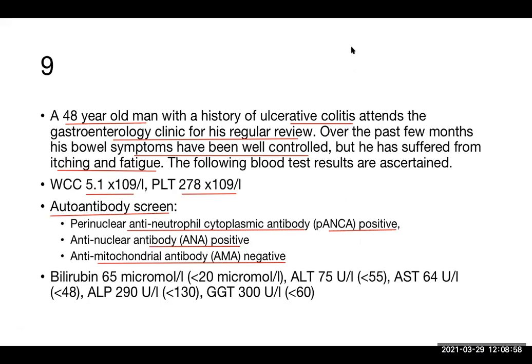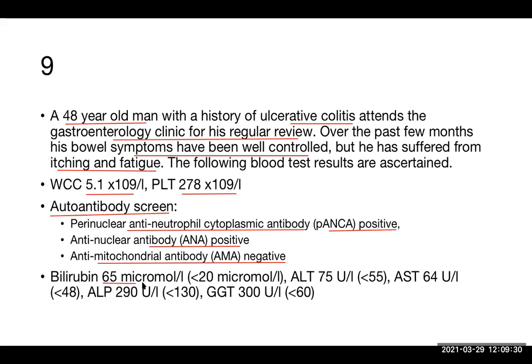This antinuclear antibody is a very sensitive type of antibody in any connective tissue diseases or autoimmune disorders. So non-specific. It may be present in so many different conditions. Whereas anti-mitochondrial antibody is present in primary biliary cirrhosis, specifically present in primary biliary cirrhosis. We'll analyze this a bit later also.